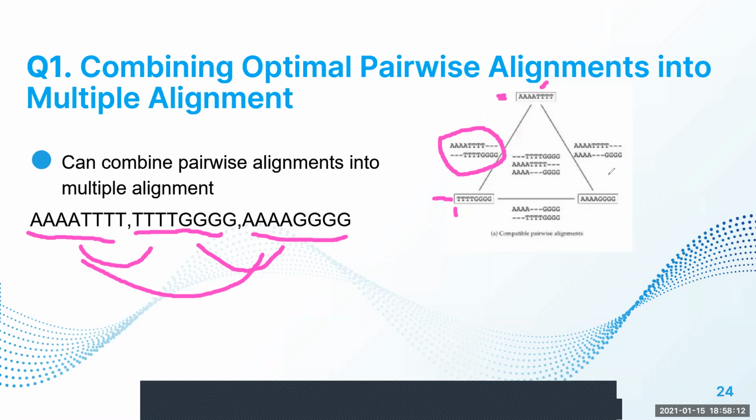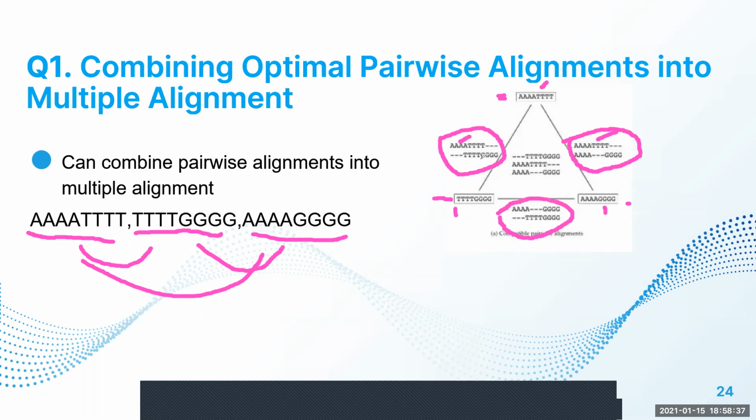Then suppose we align these two. That alignment will look like this. Then these two, that alignment will look like this. You can see that the same alignment is consistent. So we have 4 A's, 4 T's, and three gaps. It's the same in this place also.